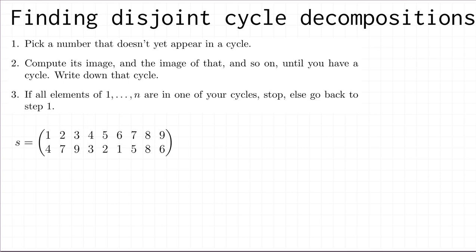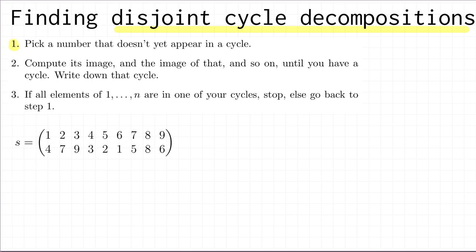So what if we actually wanted to do this? Like we were given a permutation, perhaps in two-row notation, and we wanted to find an expression for that permutation as a product, a composition of disjoint cycles. That's what is meant by a disjoint cycle decomposition. So a disjoint cycle decomposition means an expression for a particular permutation as a composition, as a product of disjoint cycles.